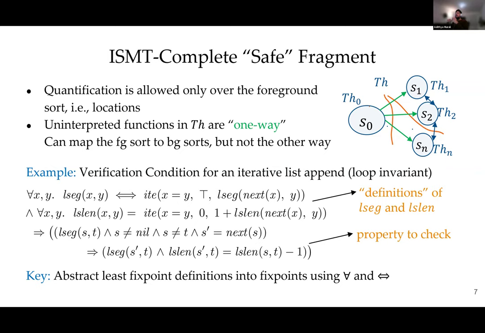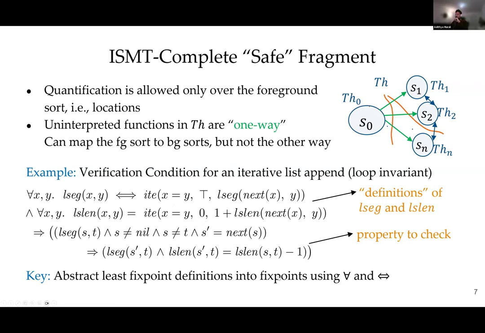A least fixed point definition would say that lseg would in fact have to be the least such solution to this if and only if equation. We're not saying that. This is a first order abstraction of the original least fixed point definition. And similarly, we do the same for lslen. We say for all xy, lslen xy equals the body of the definition.